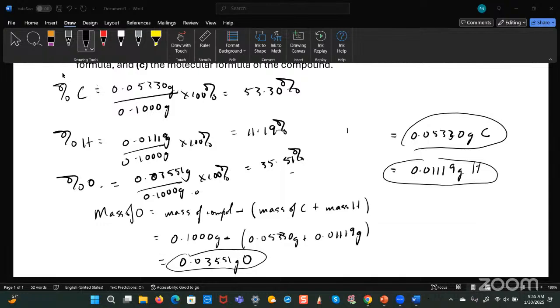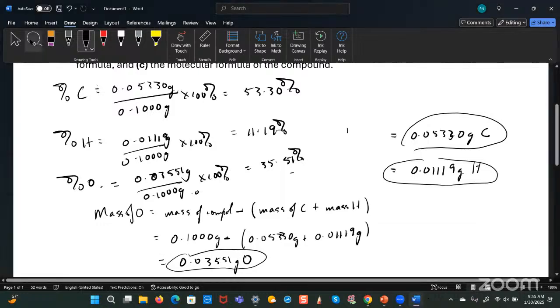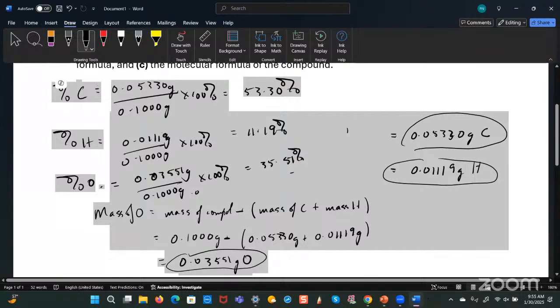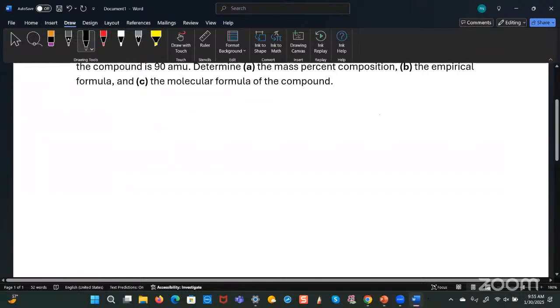So that was the A part. Now the B part is asking for the empirical formula. So we're going to need the information from the A part. I shouldn't have erased it. So you guys will have to help me. But basically, we're going to do something similar to what we did last class, right? The table. Okay, now I need your help.